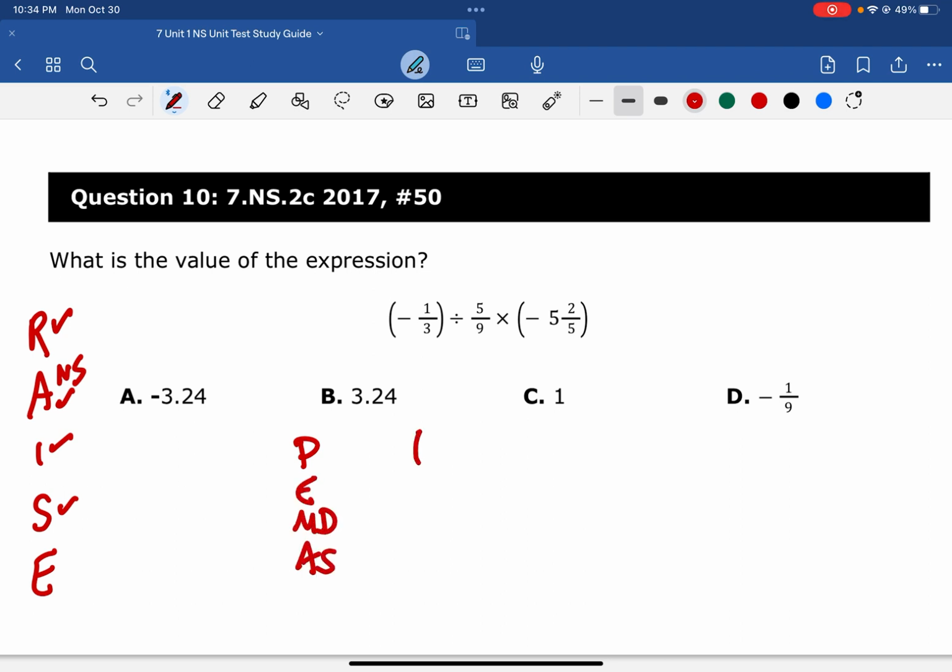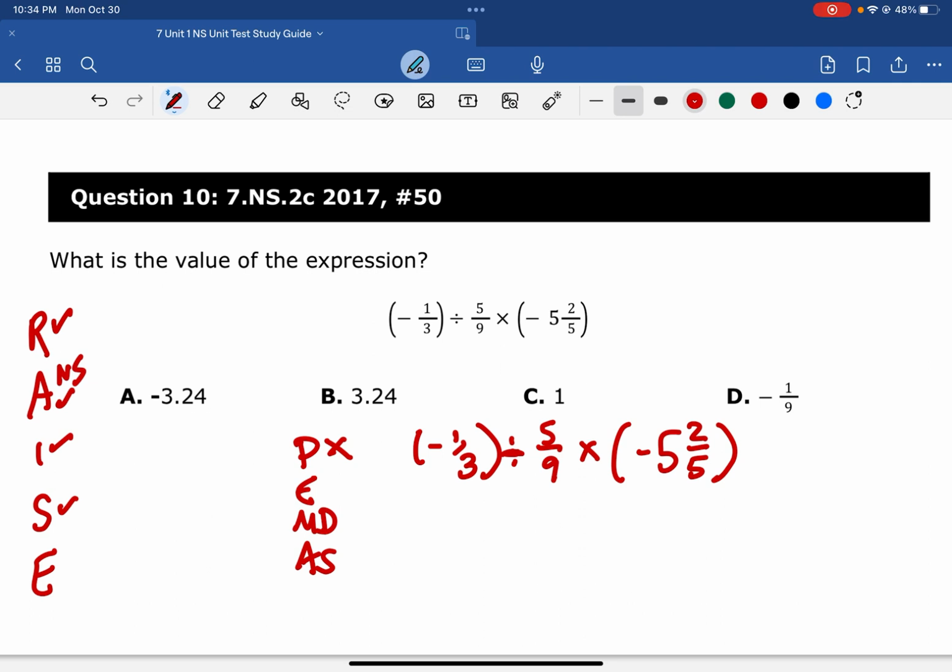And I'm going to rewrite -1/3 divided by 5/9 times -5 and 2/5. Are there any parentheses here? Yes, but they're not the parentheses we're talking about. There's no work that has to be done inside of them, so we don't have to worry about parentheses.